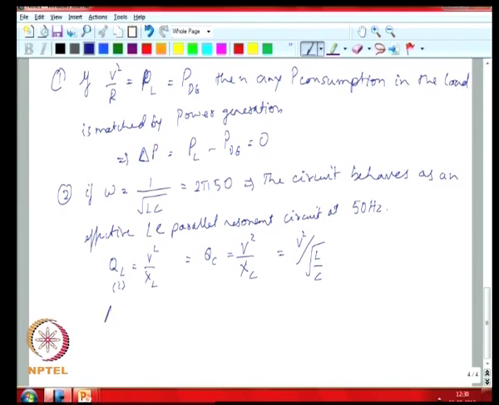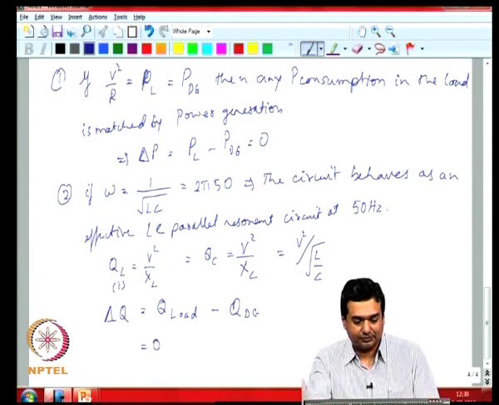So, if you look at your delta Q that is being drawn from your source, this is equal to Q of your load minus Q of your DG, and Q DG is 0 and QL is equal to QC. So, this is equal to 0. Okay. So, essentially if you look at conditions 1 and 2, what you are going to have in the ideal situation is that you are going to have sustained LC oscillations even after opening the circuit breaker. Okay.